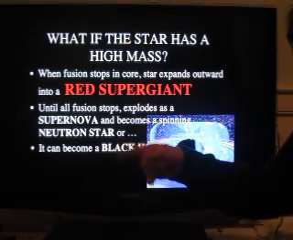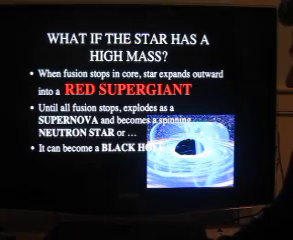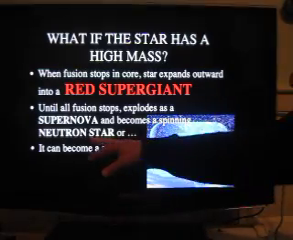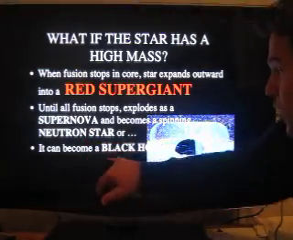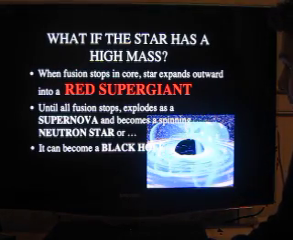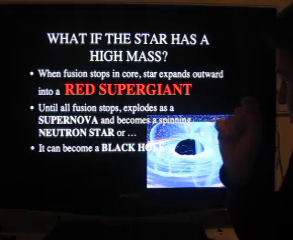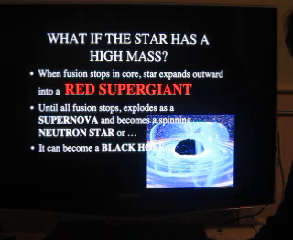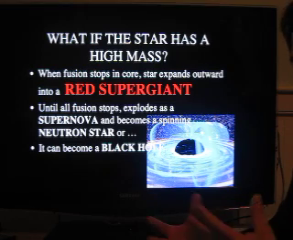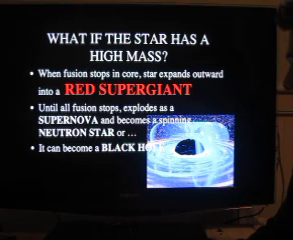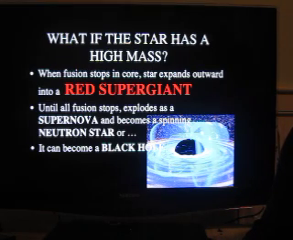instead, it would explode and become what's called a supernova, and it would either become a neutron star or a black hole. So a black hole is like a tiny, dense point in space that has extreme gravity, and even light cannot escape because it's so dense and there's so much gravitational force. Okay, so that's just a quick lesson in the formation of stars.